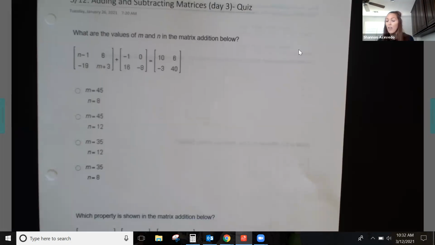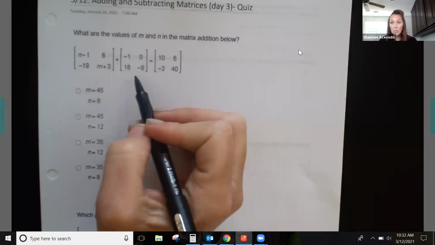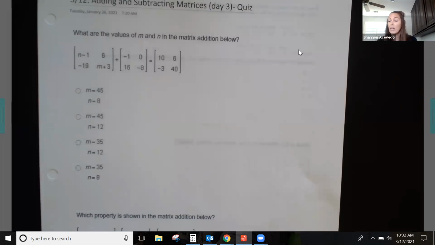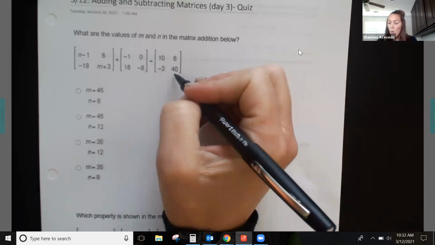But let's look here. If I want to add two matrices, remember that they have to have the same dimensions. So this is a 2 by 2 and I add it by a 2 by 2. Then when I do that, the outcome is going to be a 2 by 2 as well. They're always going to stay the same.